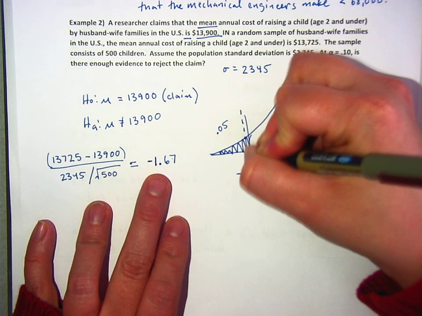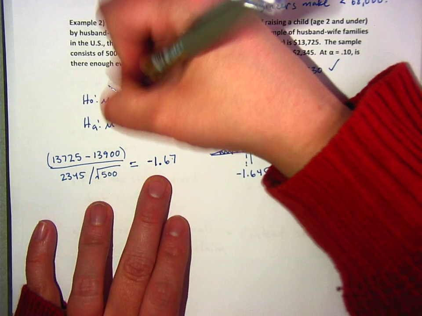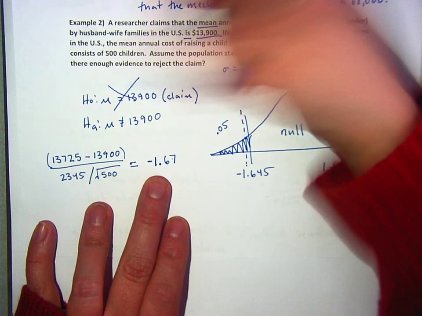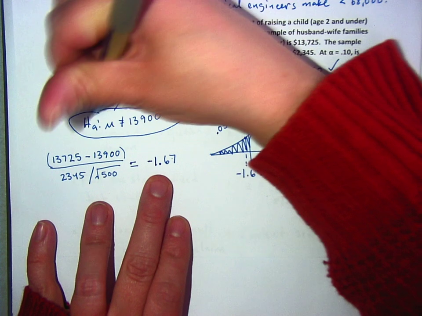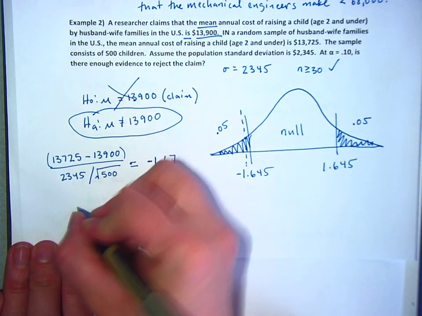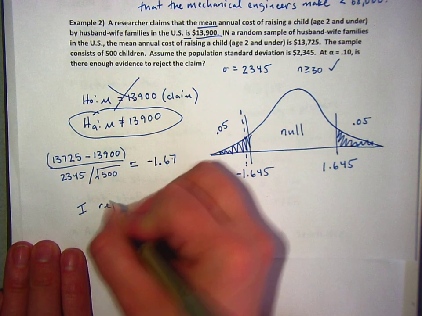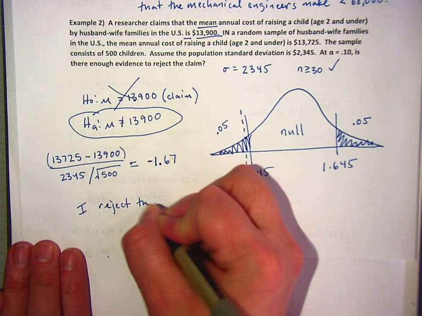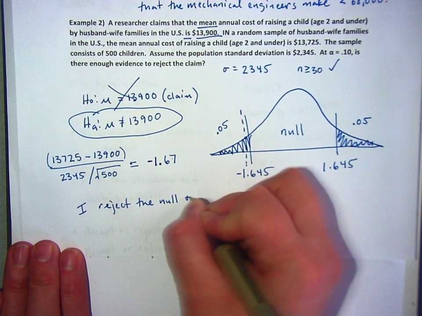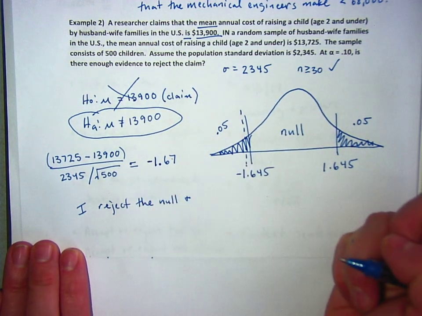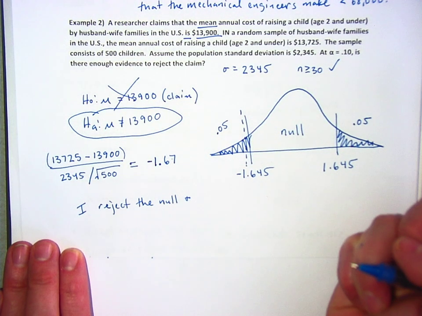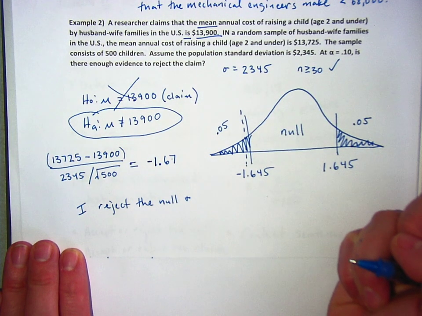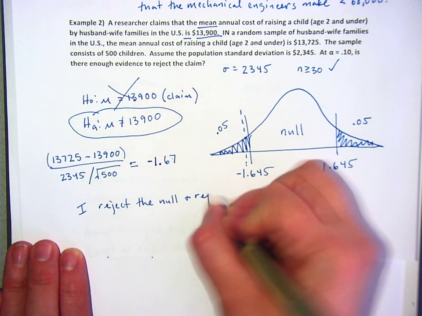Okay, so if it's in the rejection region, the first thing you think about is the null. That means we're going to reject the null, and we're going to accept the alternative. So I'm going to write, reject the null. So first we care about the null. Now we care about the claim. Do I accept or reject the claim? Reject the claim.